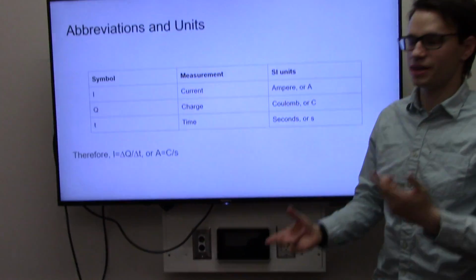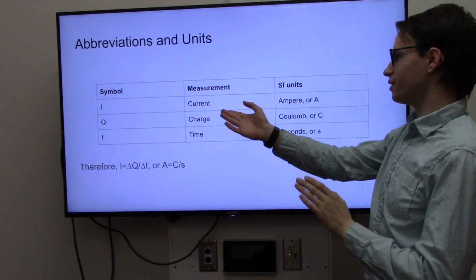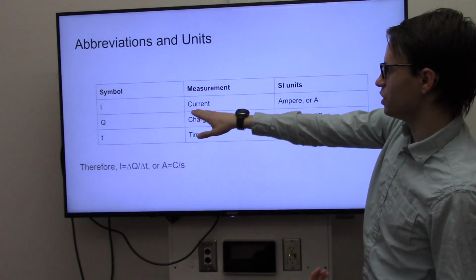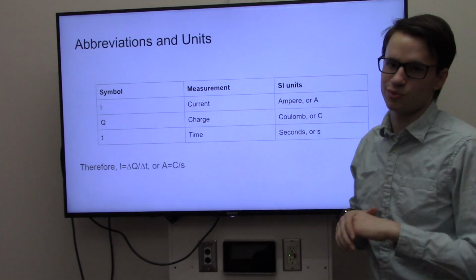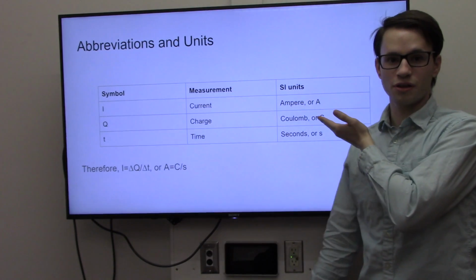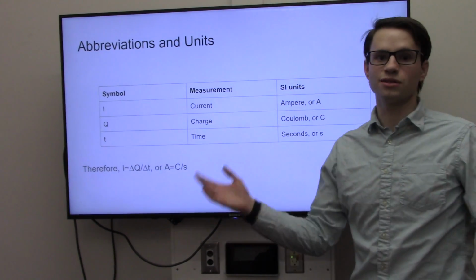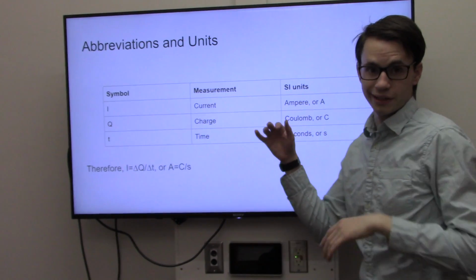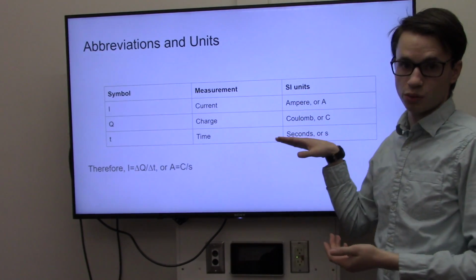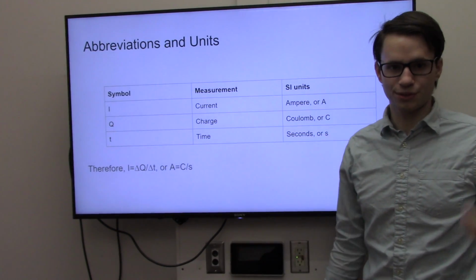I got a question: why does the symbol not match the SI unit? That is a great question. Why does the symbol not match the SI unit? That is because most SI units are named after somebody, right? So the measurement for current is an A, which doesn't make any sense, but that's because the unit is named after the guy Ampere, because he's the first person to find it mathematically. Same thing with charge. The person who found charge was named Coulomb. And so that's just kind of how it is.